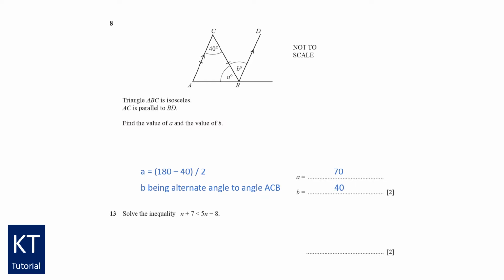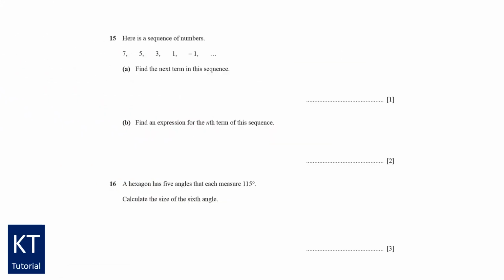Question 13. Solve the stated inequality. By rearranging the inequality, n can be identified as being larger than 3.75. Question 15. Here is a sequence of numbers: 7, 5, 3, 1, minus 1. Find the next term in this sequence. The sequence goes down by 2 progressively, so the next term is minus 3.